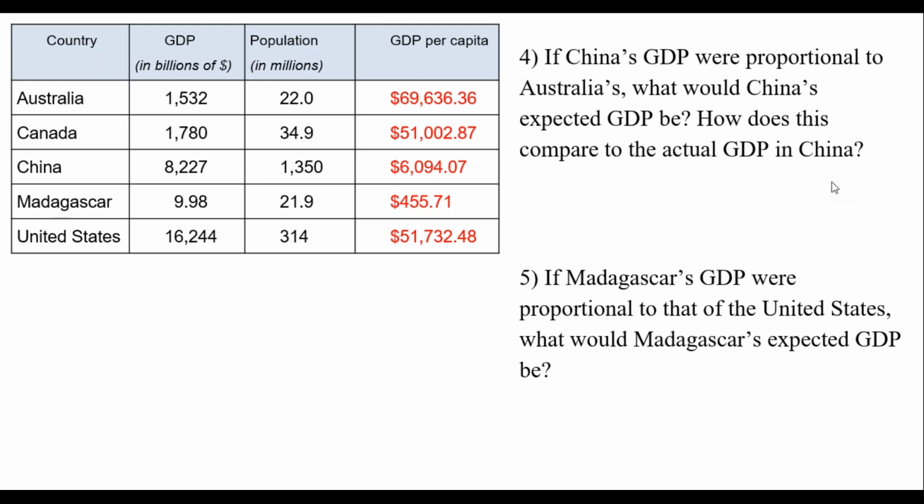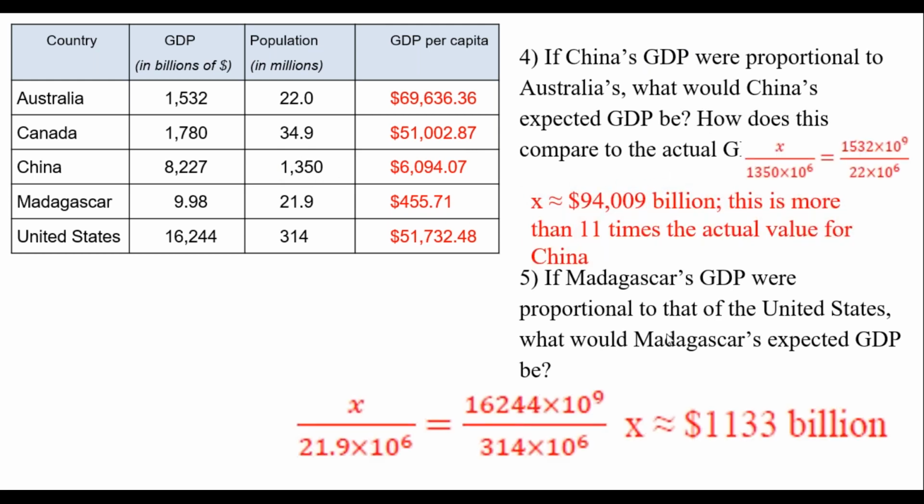So what are the two things I'm looking at? I'm looking at the GDP value. I'm looking at the population. So you want to set up your proportion. Okay. Remember, the amount that's going to be missing is going to be China's GDP value. We're still going to be using their population for China. Okay. And then here's Madagascar. So I'll give you a moment to copy these down.